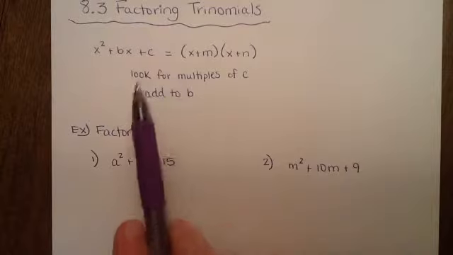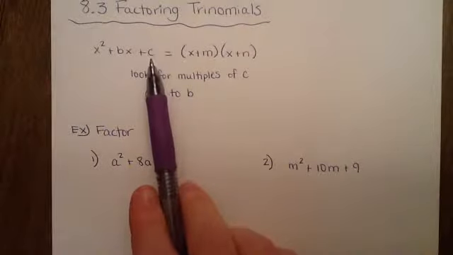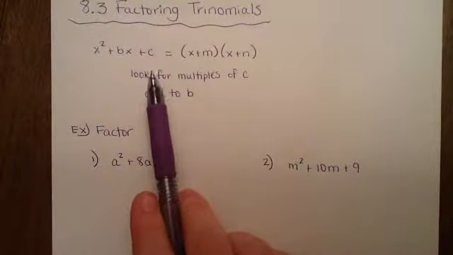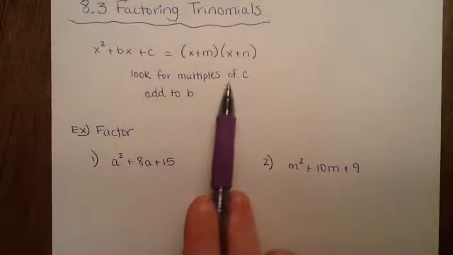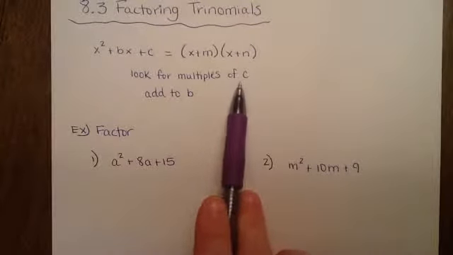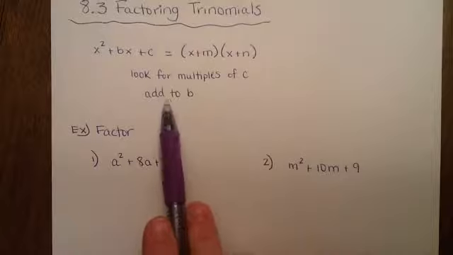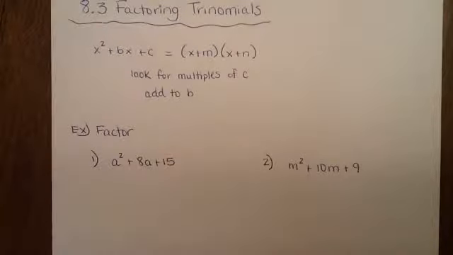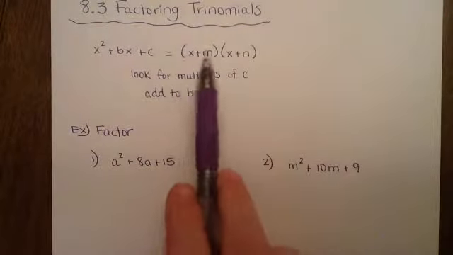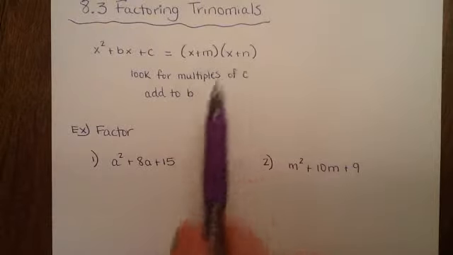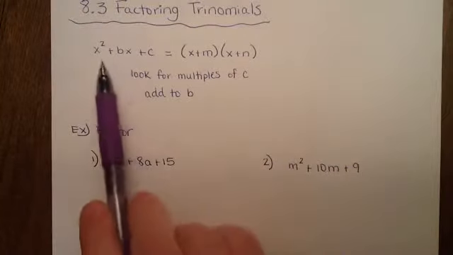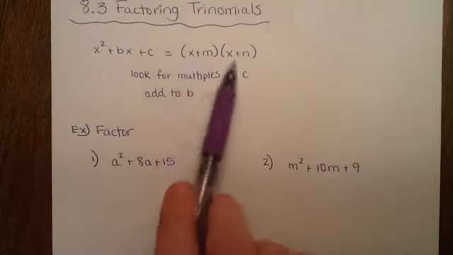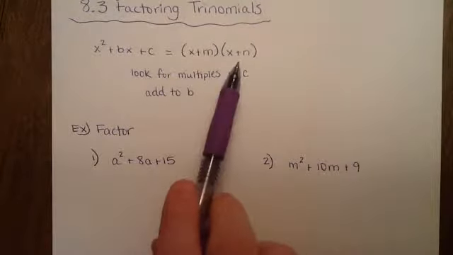First, C is the value by itself without an x or any other variable. So I'm going to look for the multiples of C. I'm going to make a chart and find the ones that add to the middle piece. Then I'm going to break it up as two different parentheses. So I'm taking a trinomial and writing it as two different parentheses.